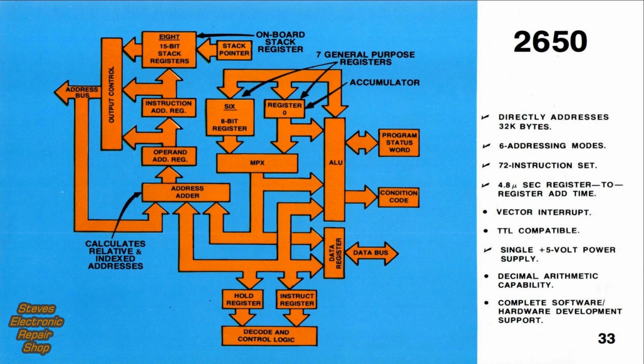Register 0 is thought of as an accumulator. The remaining secondary registers form 2 3-register banks. Points of interest are that the 2650 can only address 32K bytes. This is the result of the program counter being only 15 bits wide.